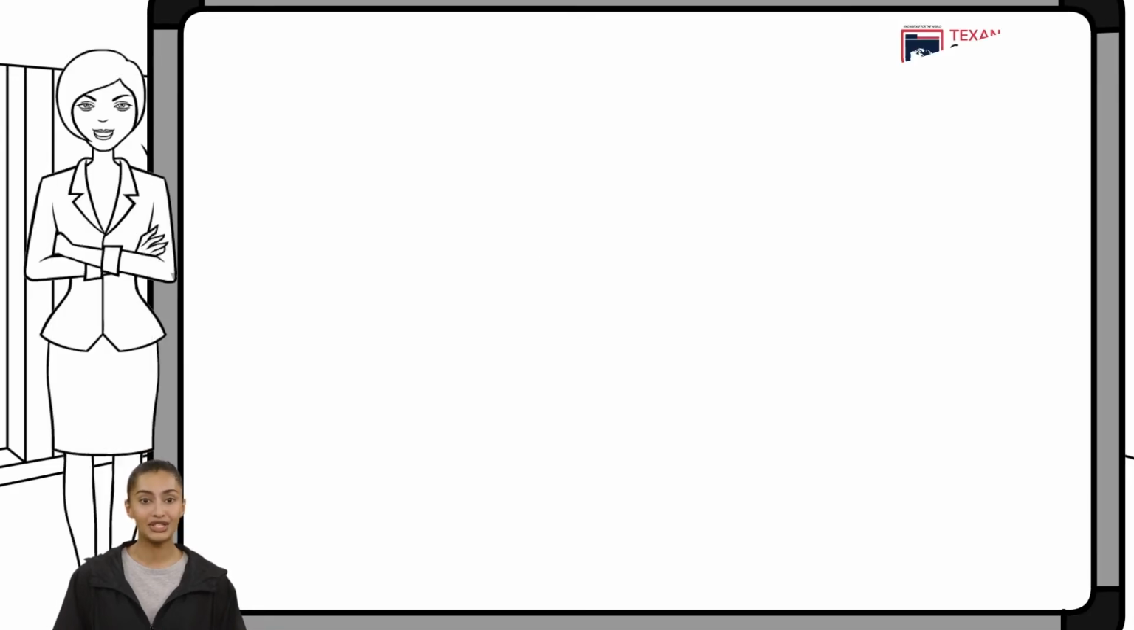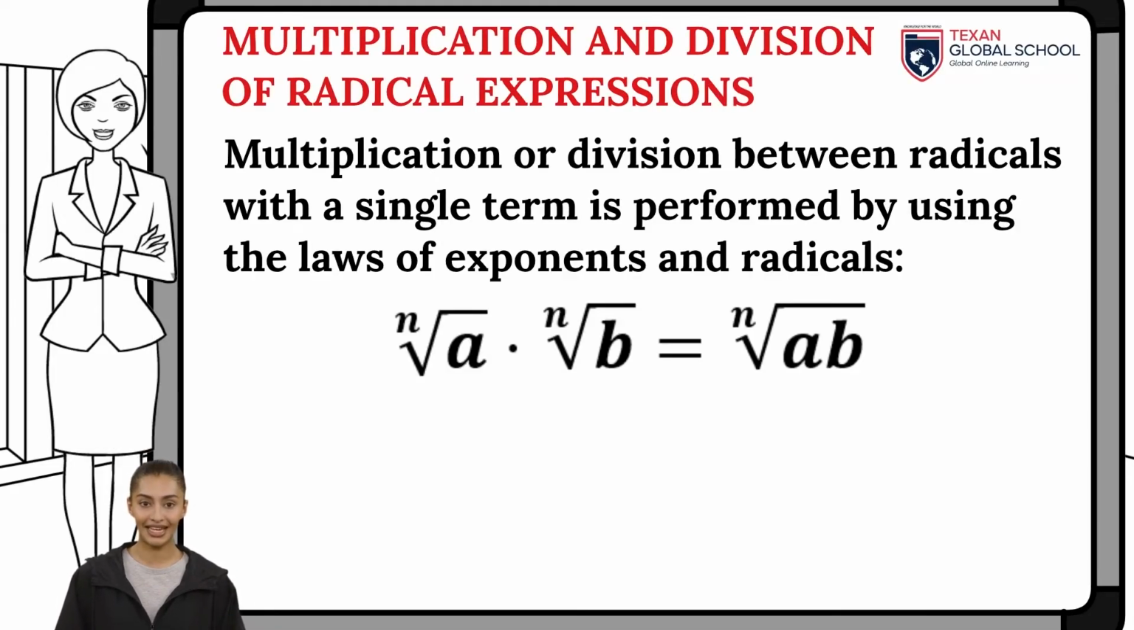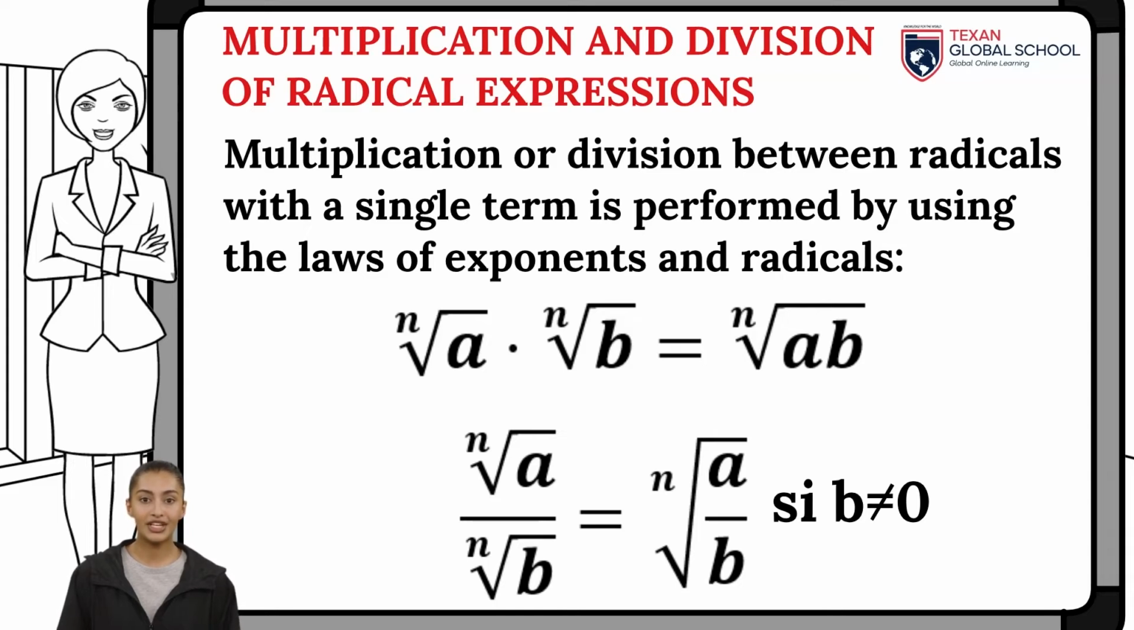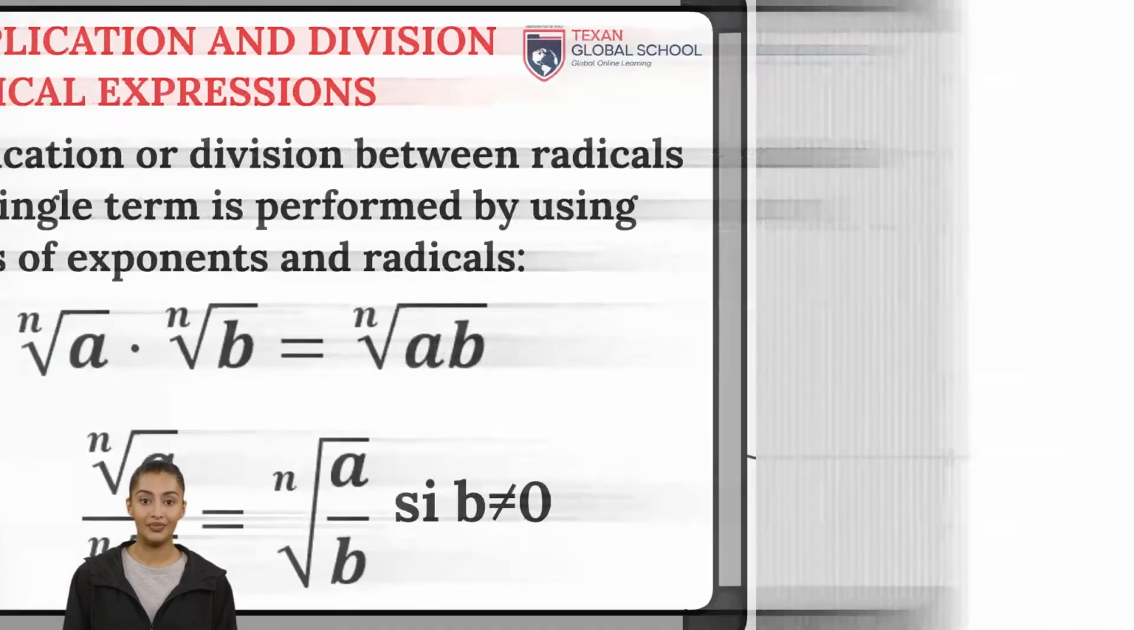The product between two radical expressions with the same index is made by multiplying the radicands and indicating the product within the root with the same index. For a quotient between two expressions with the same radical, it is similar. The radicands are divided, and the result remains within the same radical.